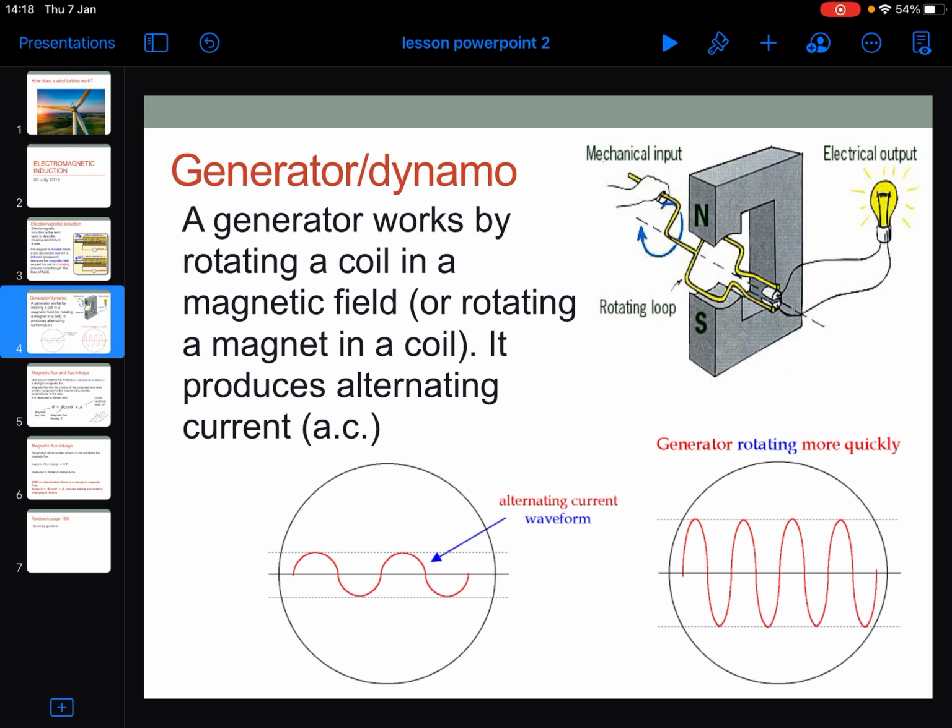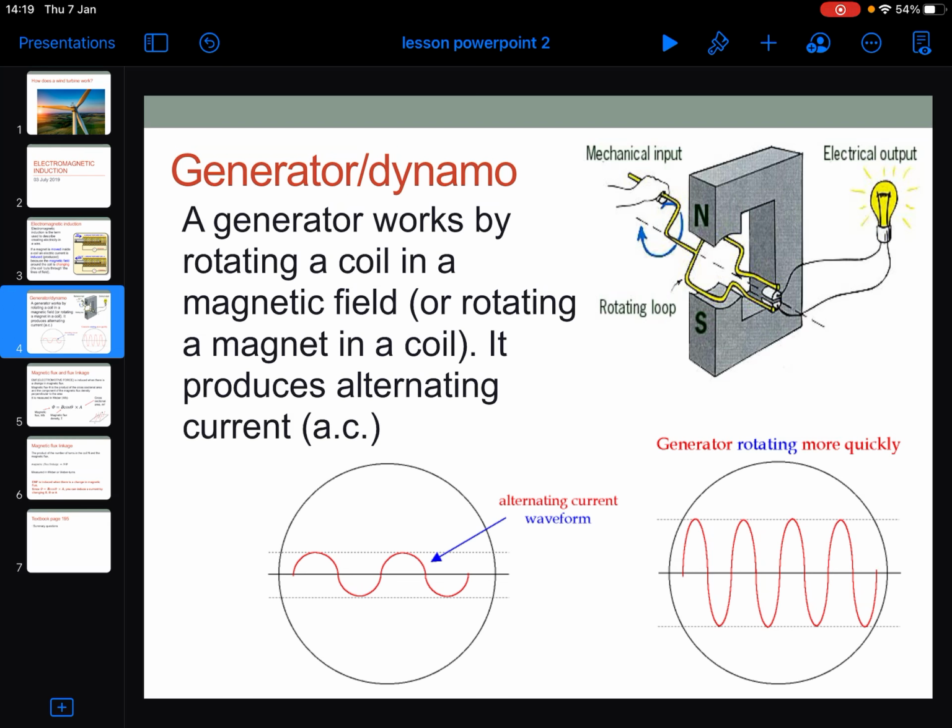They do not care about the actual parts of a generator. Instead, they want you to know why it generates electricity and how to increase it and things like that. So in that case, we're looking more at the mechanics than we are at the details. A generator works by rotating a coil in a magnetic field or rotating a magnet in a coil.